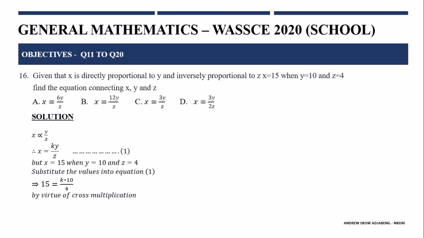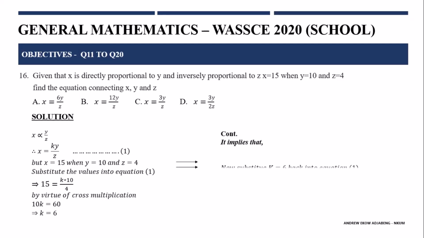By virtue of cross multiplication, we are going to have the 4 by the 15 giving us 60, and then k times 10 giving us 10k. So 10k equals 60. Means when we divide through by 10, we are going to have our k equals 6.